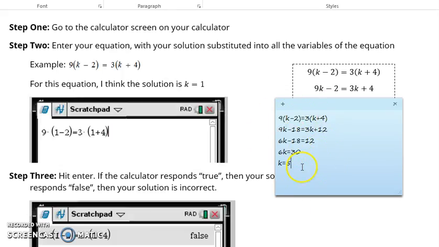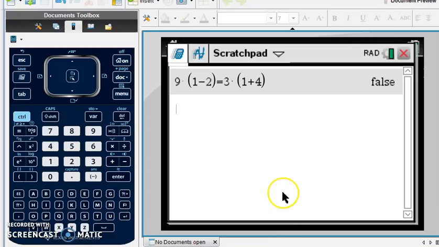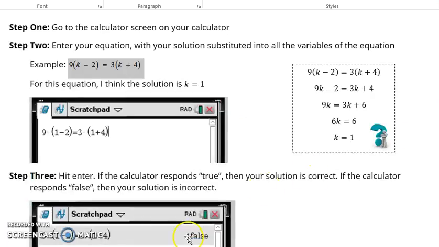I want to check and see if this is true. So I'm going to return to my calculator, and I'm going to type in 5 instead of the k, or in the previous one, instead of the 1. 9 times 5 minus 2 equals 3 times 5 plus 4. If it says true, I've got the right answer, and it does. So that confirms to me 5 is the correct answer to this equation.